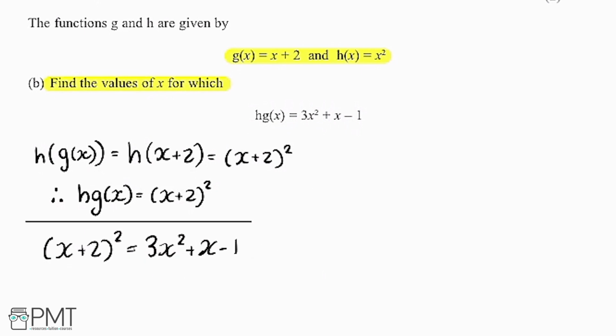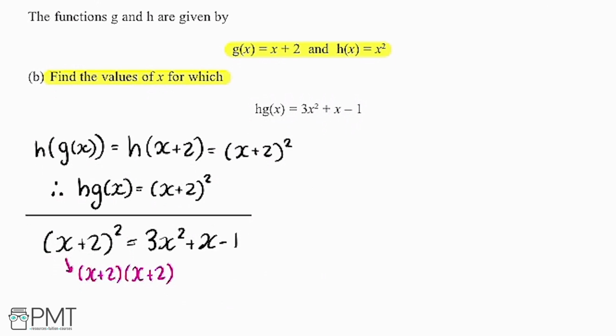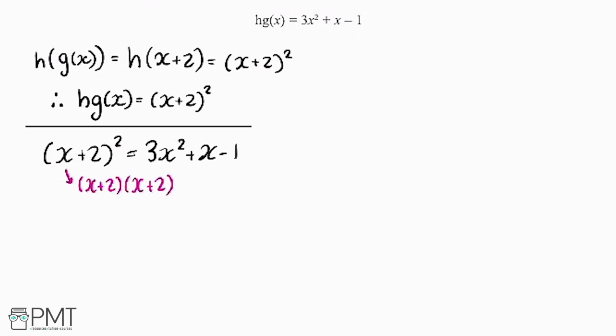Okay, so firstly, to make it a bit easier, I'm going to expand the bracket on the left-hand side. Because essentially what x plus 2 squared is, is two brackets next to each other, x plus 2 multiplied by x plus 2. So you can expand it like we would any other brackets. We're going to do x multiplied by x, giving us x squared, x multiplied by 2, giving us 2x, 2 multiplied by x, again giving us 2x, and then 2 multiplied by 2, giving us 4.